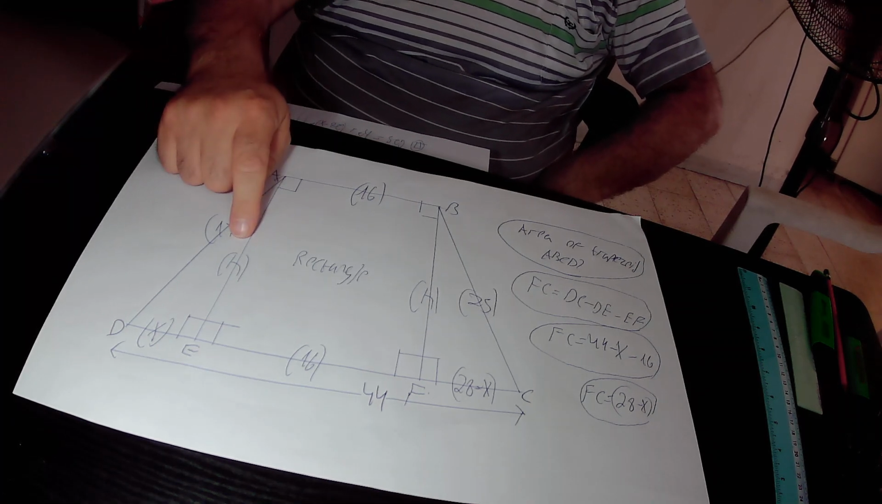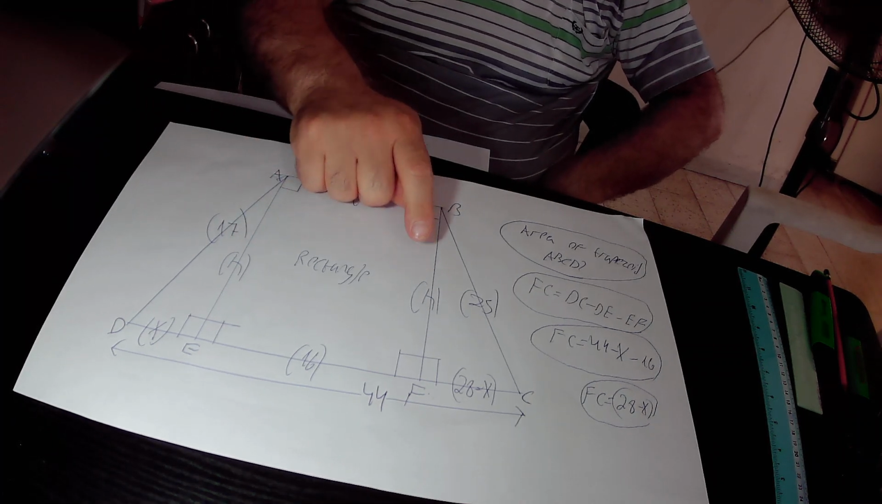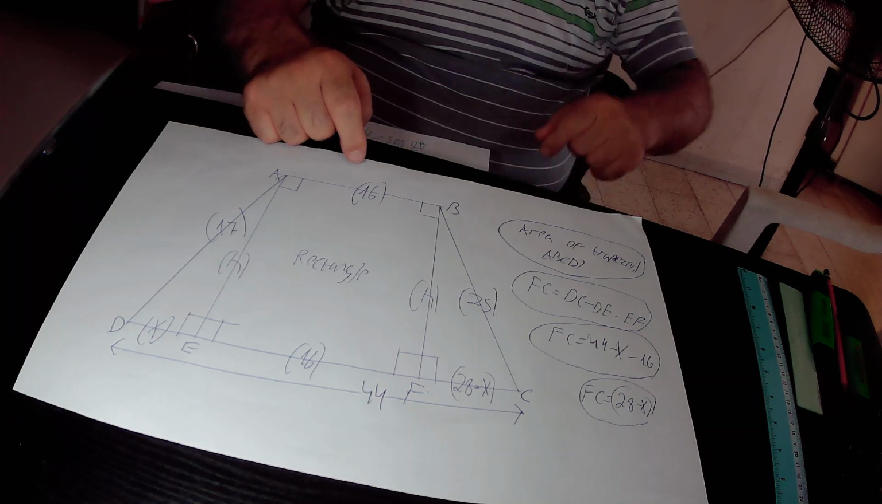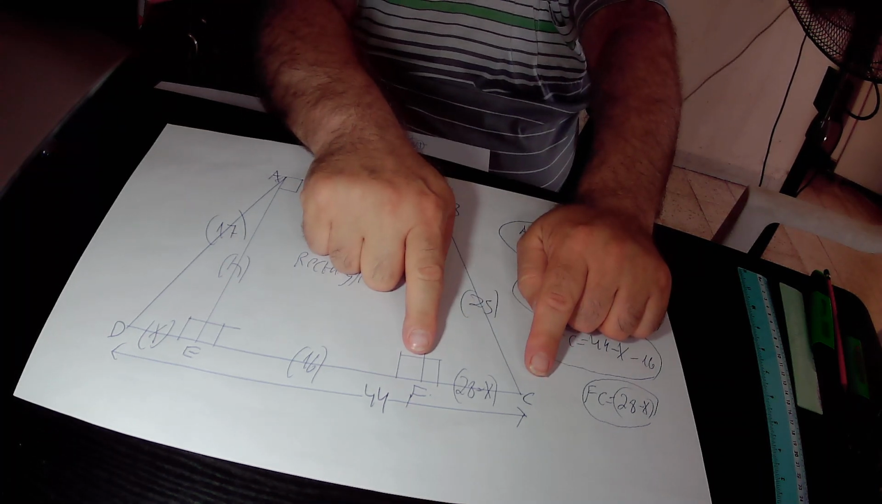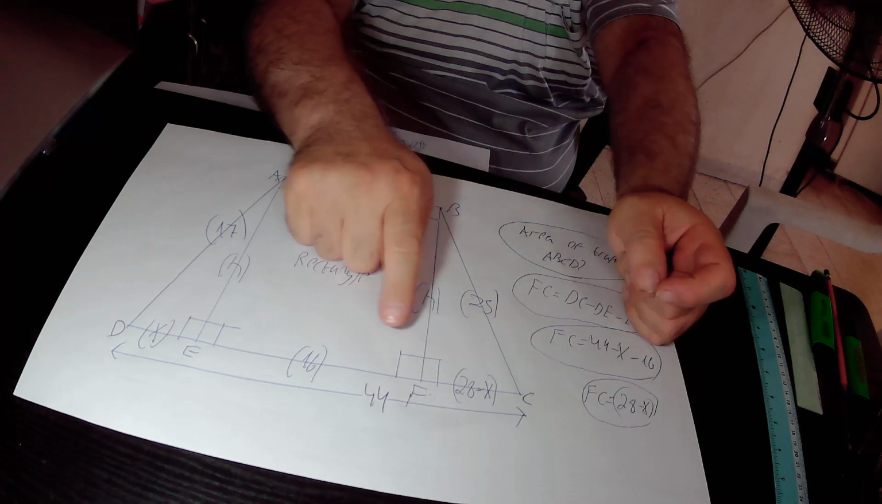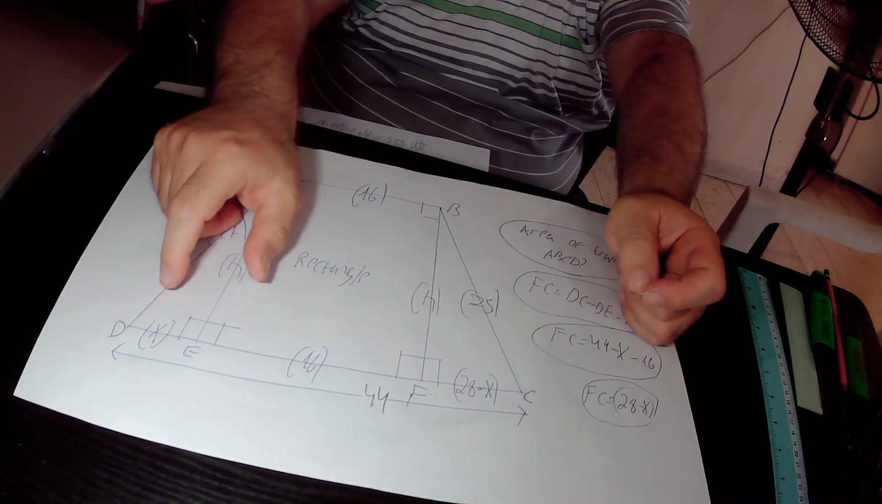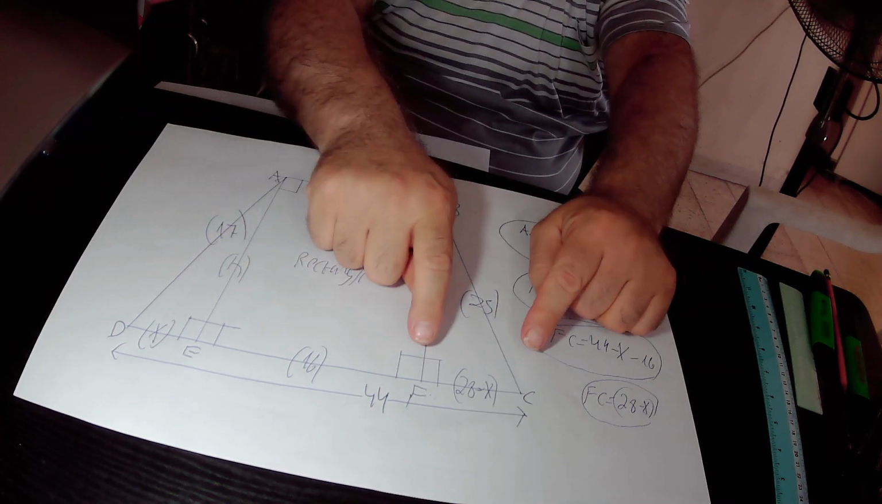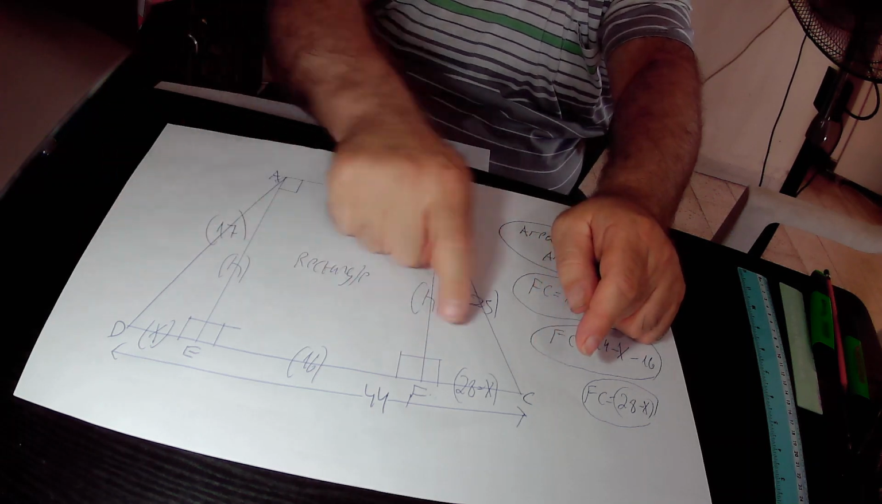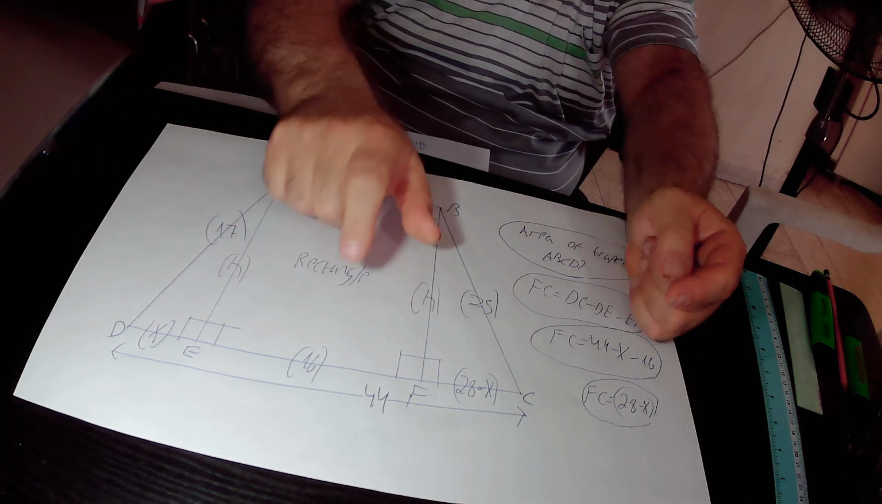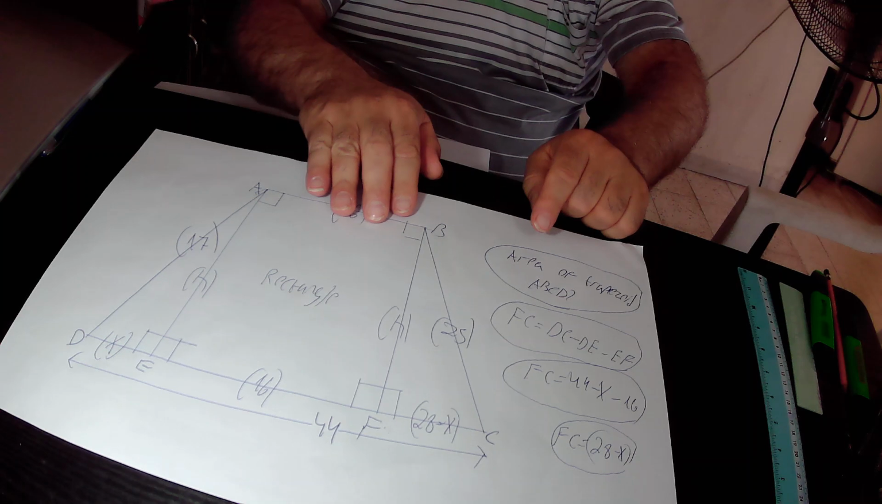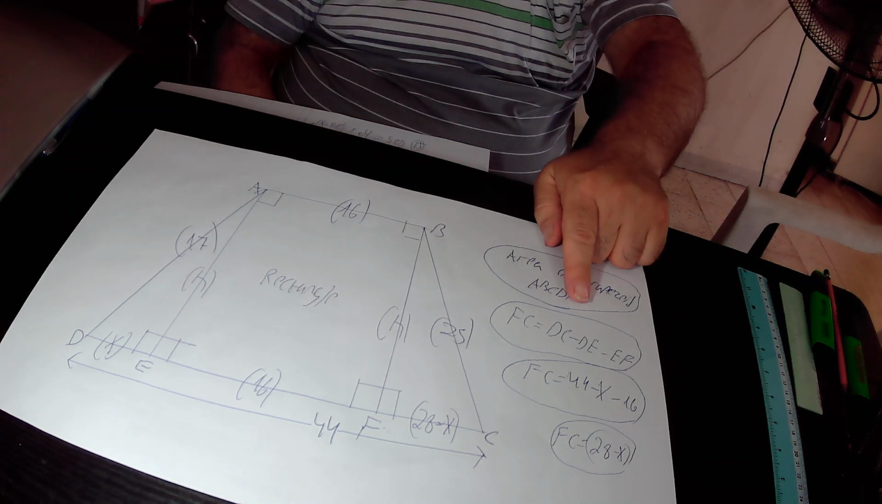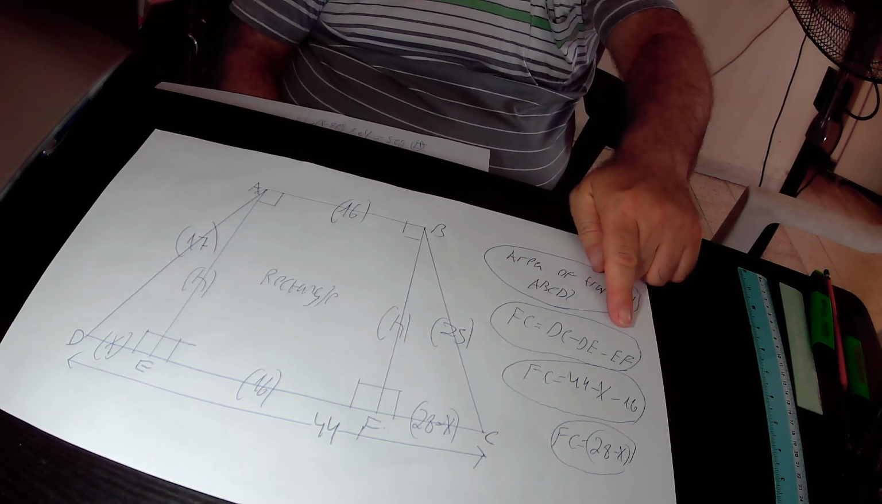But AE is equal to the edge, therefore BF must also be equal to the edge. What is the length of the missing side CF? CF equals DC minus DE minus FE. Again, CF, or FC, equals DC minus DE minus FE.